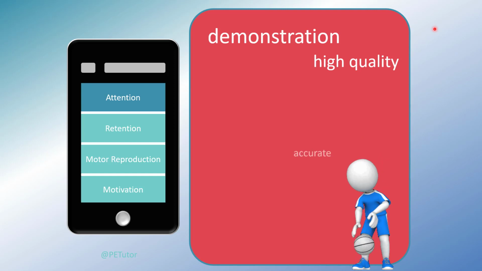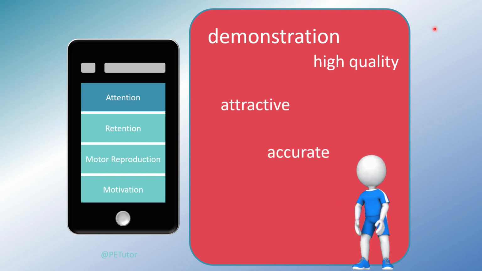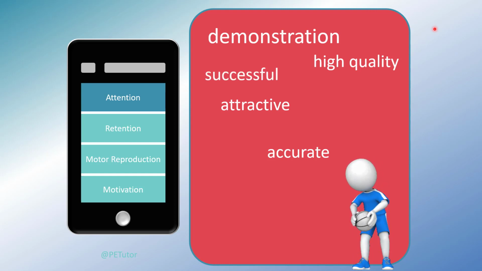In addition to high quality, it's got to be accurate. It's got to be accurate and it's got to be attractive. It's got to look good to the students. So we need to make sure that, again, we're giving this really great high quality demonstration, and it should be successful. Can you imagine if you were trying to demonstrate a handstand and you couldn't do it and you fell over, you didn't complete it successfully? That is not a good quality demonstration, and students, learners are not going to be able to learn from it. And they won't be motivated to learn from it. So all of those points you can see there are really important.